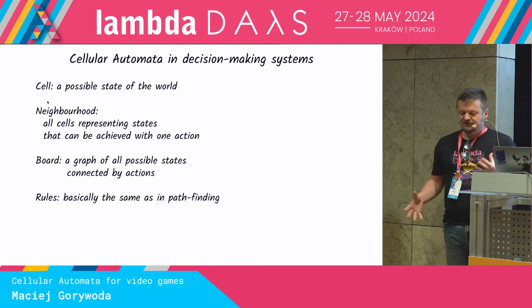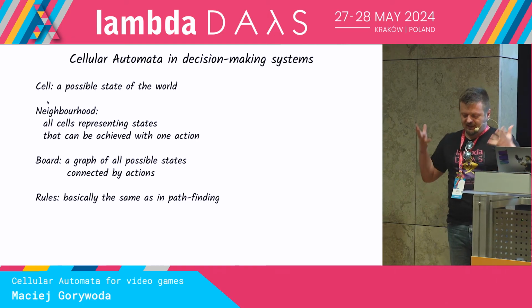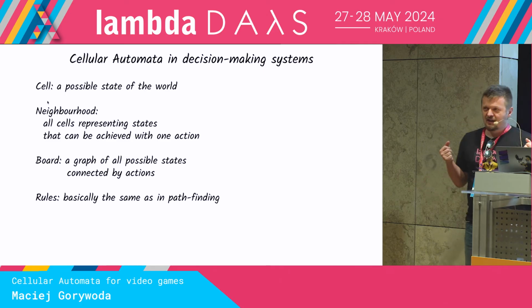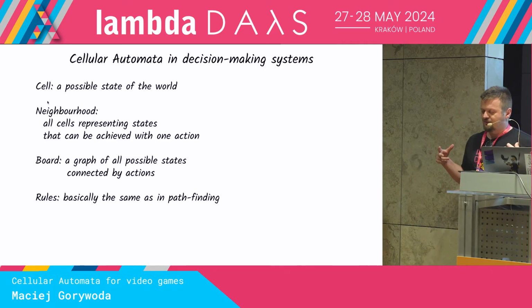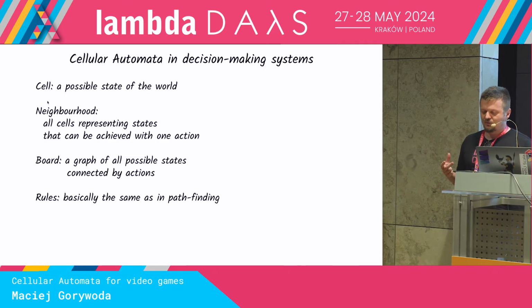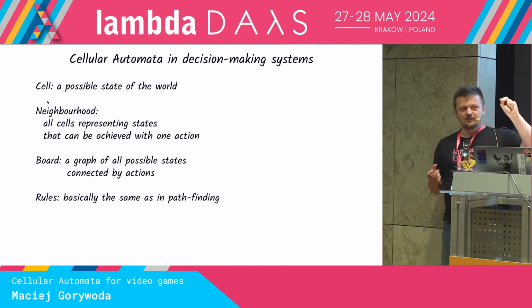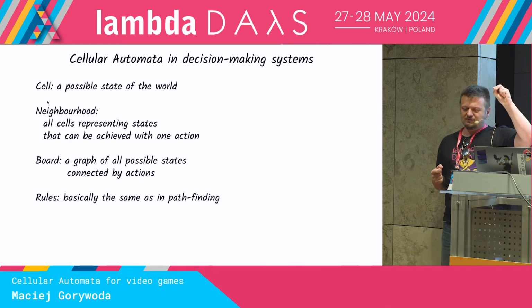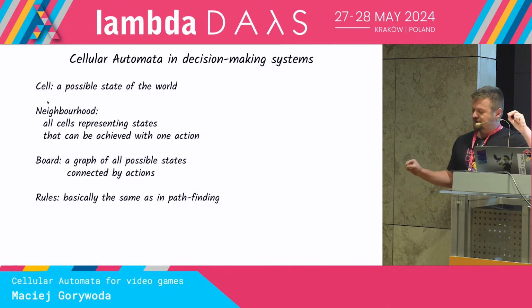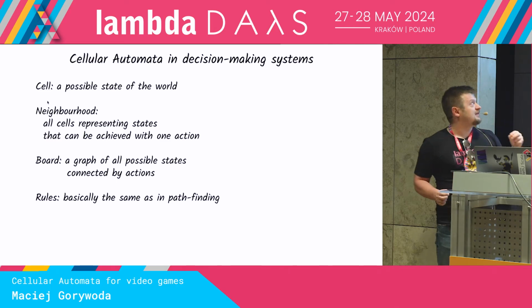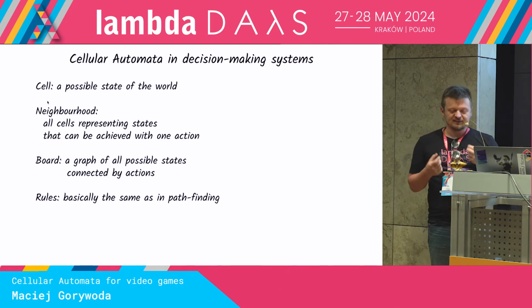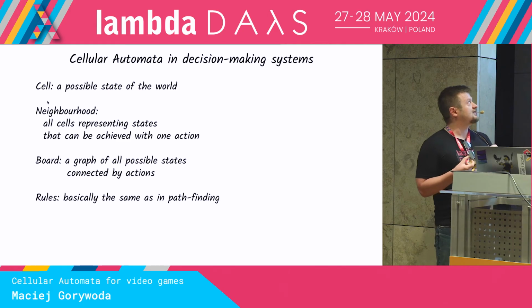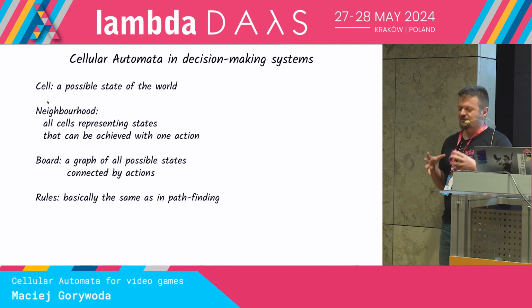We can take this abstraction to a higher level and use it as a form of decision-making, where one cell, the starting point, is where we are now in the game, the state of the whole world, and the end point is where we want to be. So in this abstraction, one cell is going to be a possible state of the whole world.